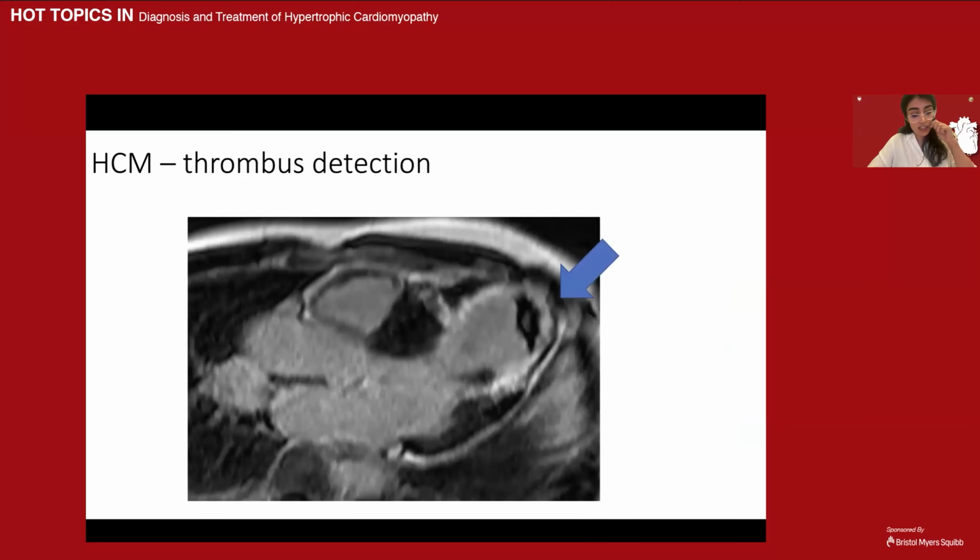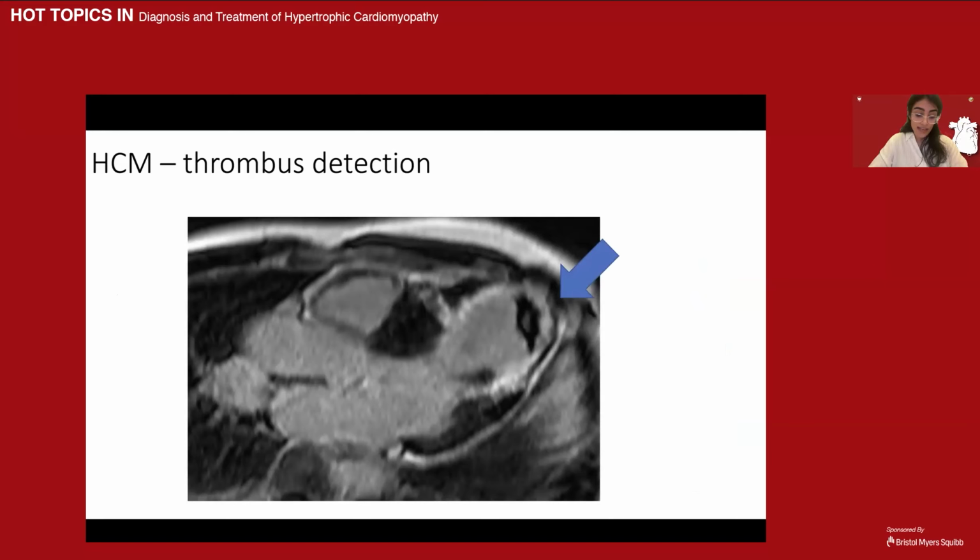And one of the complications we frequently identify on MR within these aneurysms is an LV thrombus, seen in this LGE image right here. And we can appreciate these as a hypo-intense area, or non-enhancing area, against a hyper-intense or enhancing myocardium that's filled with scar.